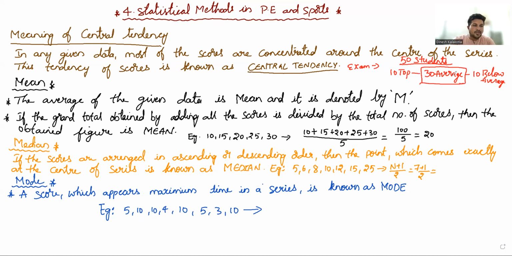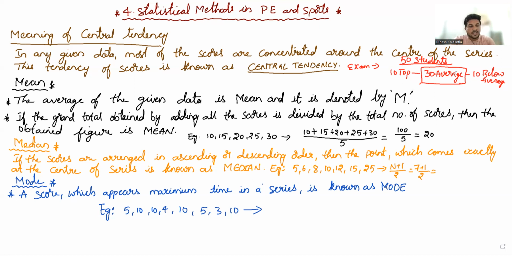What do you mean by mean? The average of the given data is the mean, and it is denoted by M. Let me read the second definition so that you will understand it clearly. If the grand total obtained by adding all the scores is divided by the total number of scores, then the obtained figure is the mean. Let us see the example. Simply, we are taking out the average of the data that we have.